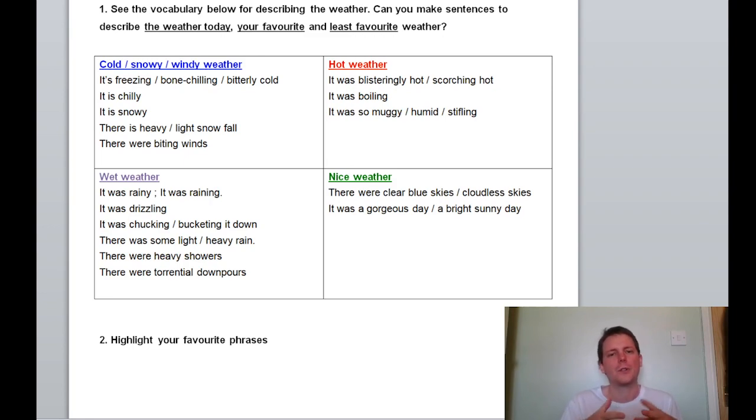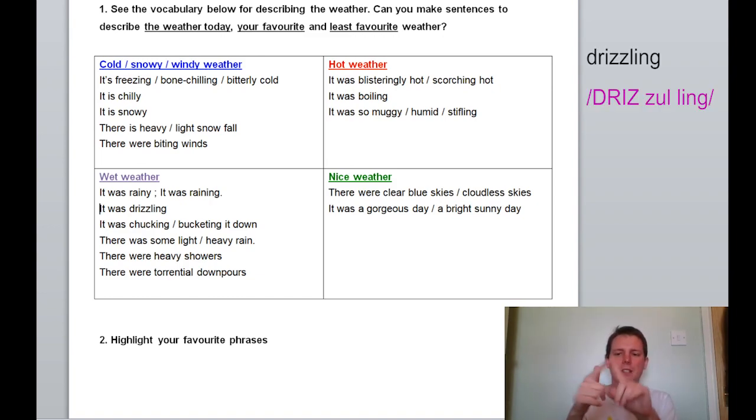Something that could cause a bit of confusion, I can imagine, is that you can describe the same kind of weather feature, but with different word forms. Like here we have it was rainy, which is an adjective. Or you can also use the verb to rain. It was raining. They both mean the same thing. They're just expressed in a bit of a different way, that's all. It was drizzling.